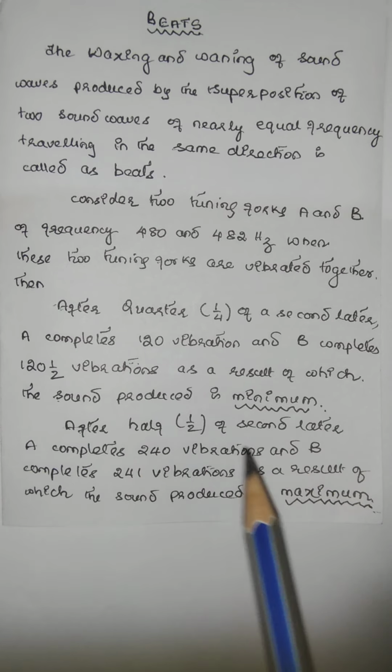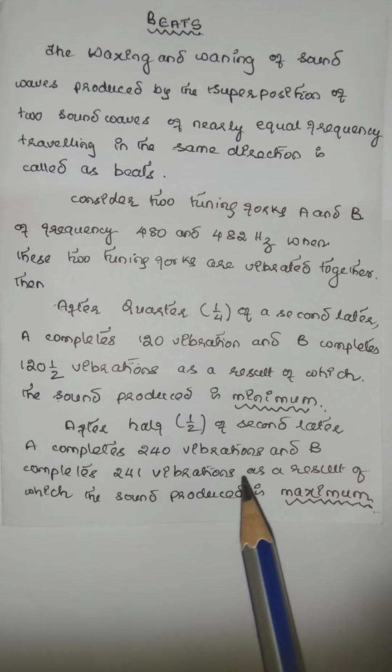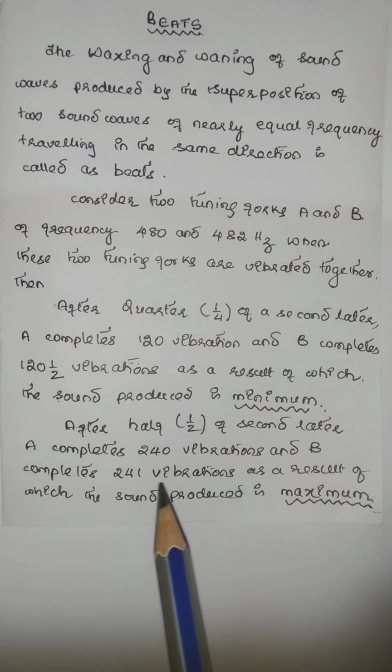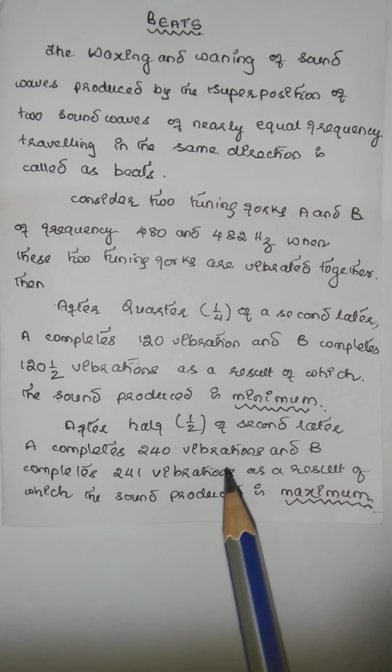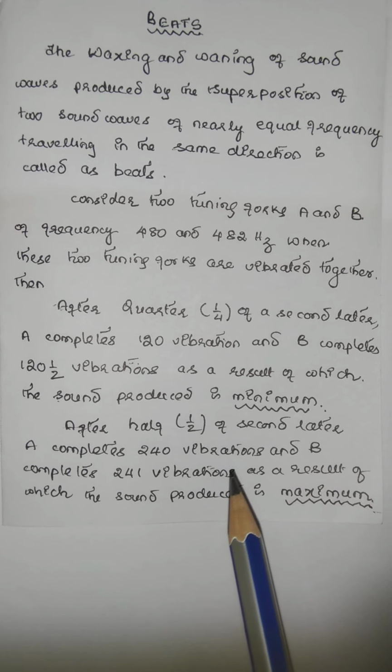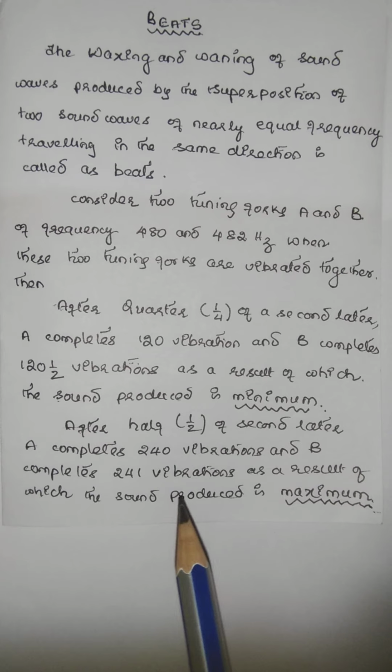After half a second, A completes 240 vibrations and B completes 241 vibrations. As both the tuning forks complete the respective number of vibrations, the intensity of sound produced is maximum.